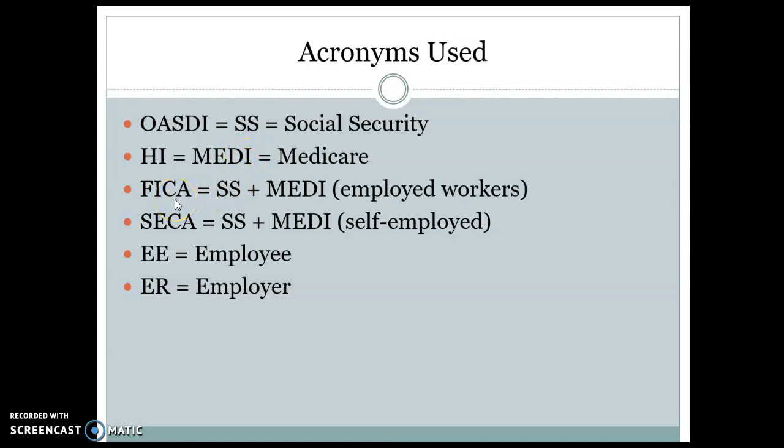FICA is Social Security and Medicare together under the FICA Act that we learned about from Chapter 1. So if you see just the word FICA, it means Social Security and Medicare of employed workers. SECA is the Self-Employment Contributions Act, and that's the Social Security and Medicare for self-employed people. EE stands for the employee, and ER stands for the employer.